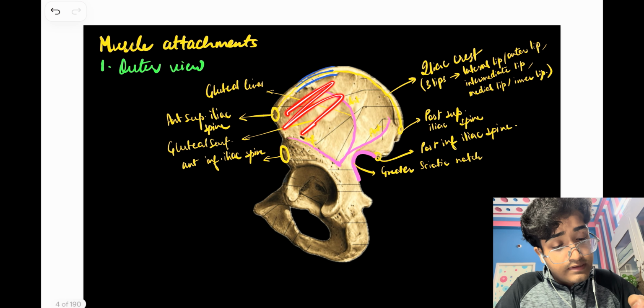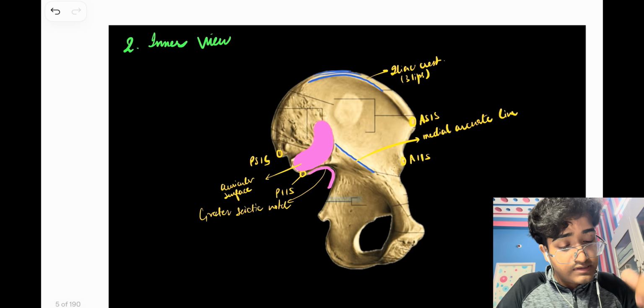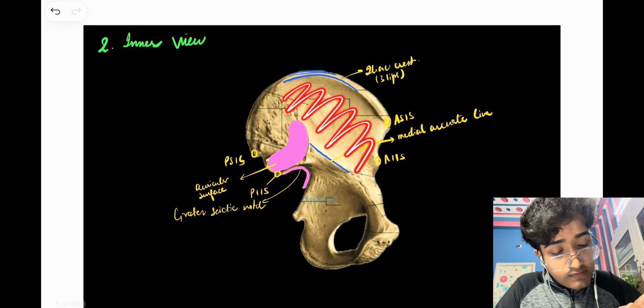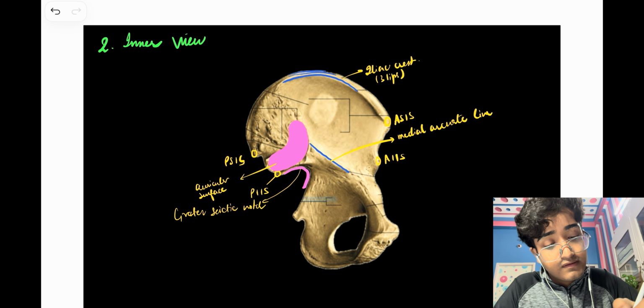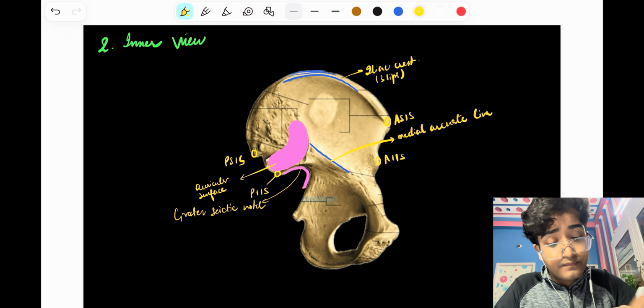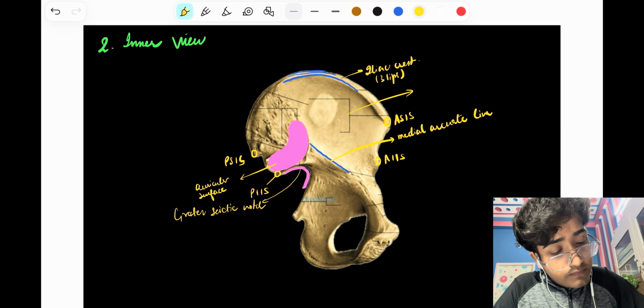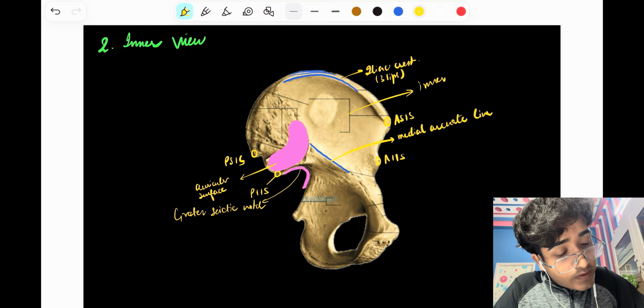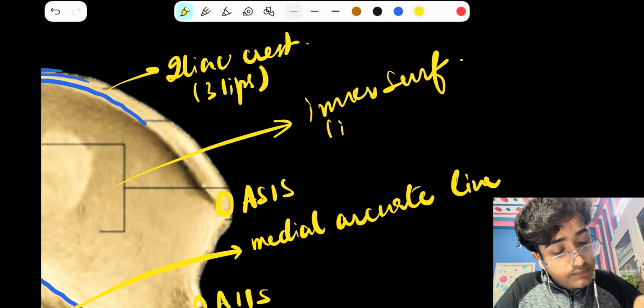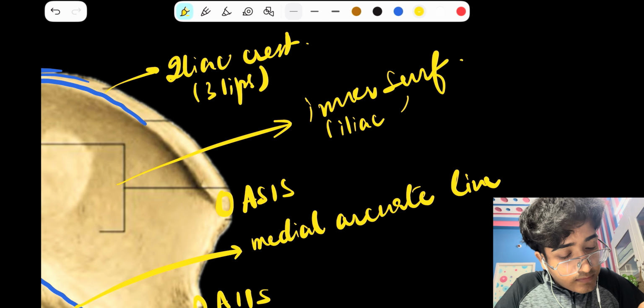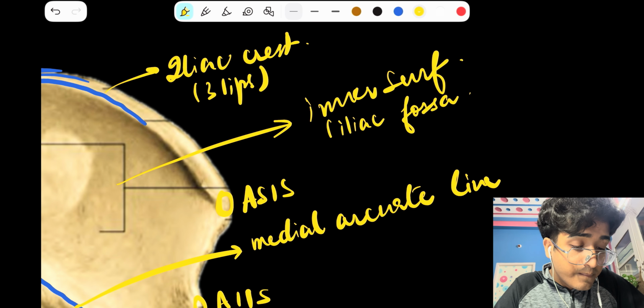I told you that this outer surface is known as the gluteal surface, but this inner surface is known as the iliac fossa.